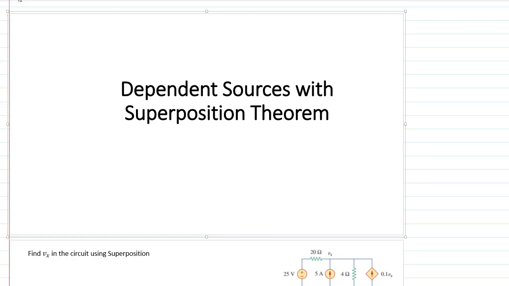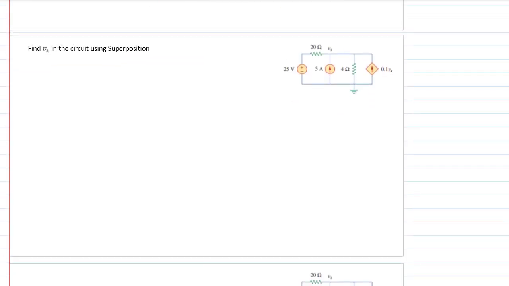Welcome back, students. In this video, we'll be continuing with the problems which are based on dependent sources. Today we'll be discussing the superposition theorem, and how we are actually going to use this theorem in questions which contain dependent sources. So we'll start with the first question, and then the concepts will become more and more clear.